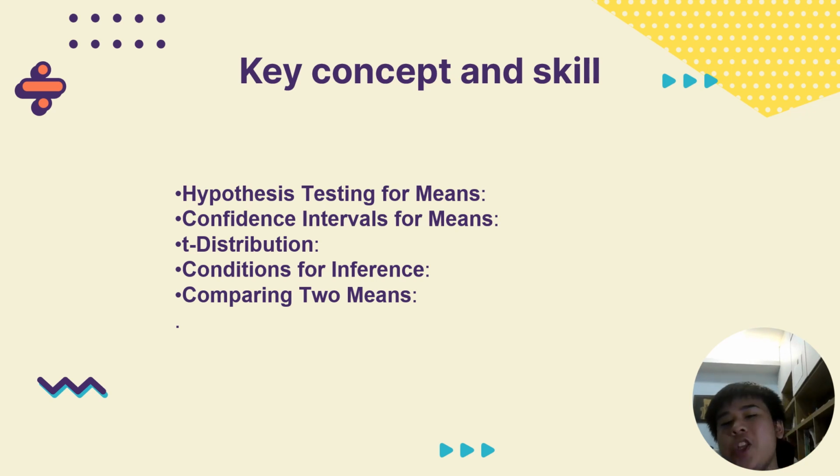Last but not least, comparing two means. You'll be able to conduct inference for the difference between two population means using independent samples, which is the question we just did. So that's it for the brief summarization for Unit 7.